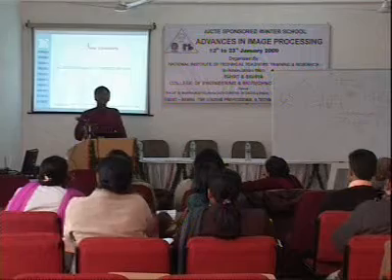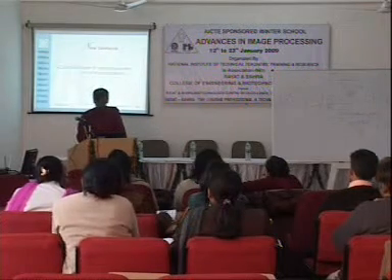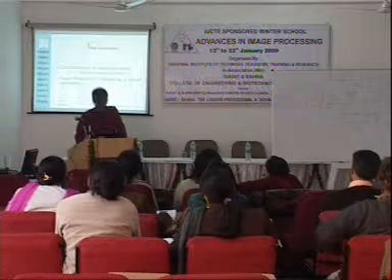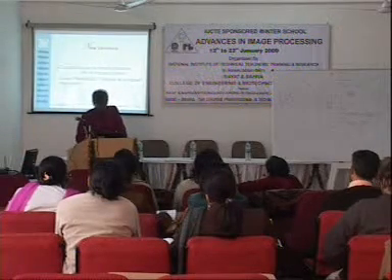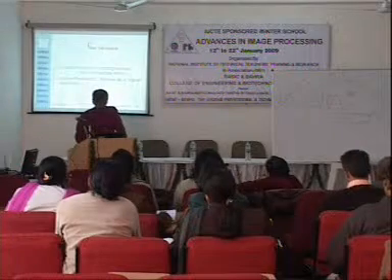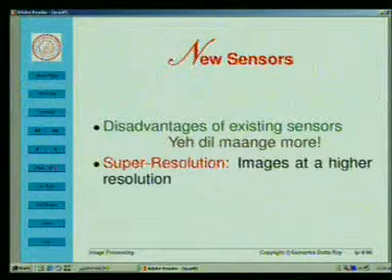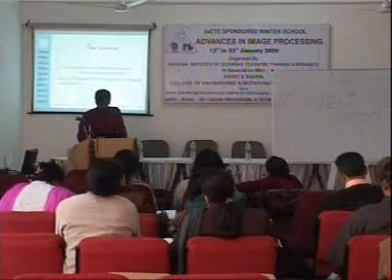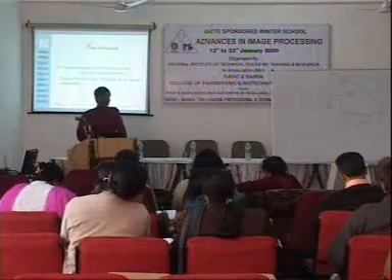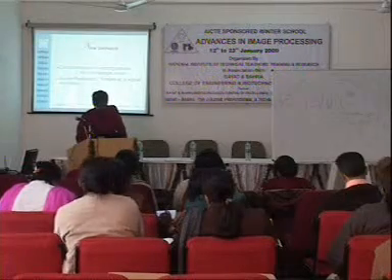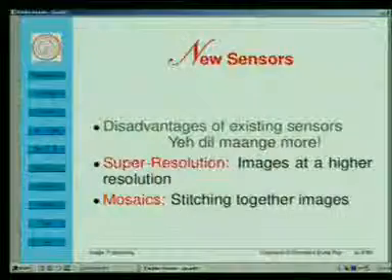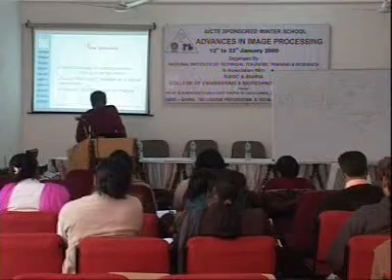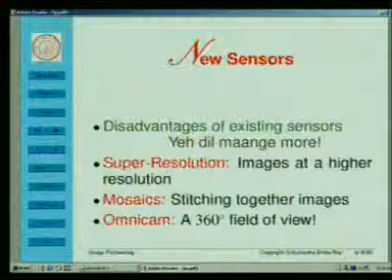So basically, why do we want to go in for new sensors? Yeah, this is the reason. You want more out of existing sensors. And I'm going to discuss 4 things. One is super resolution. Alright, getting images that are at a higher resolution than what we have, and some techniques to do with that. First thing, I'll deal with the super resolution. Then mosaics, that is stitching together images. I'll motivate each of these with a couple of examples.